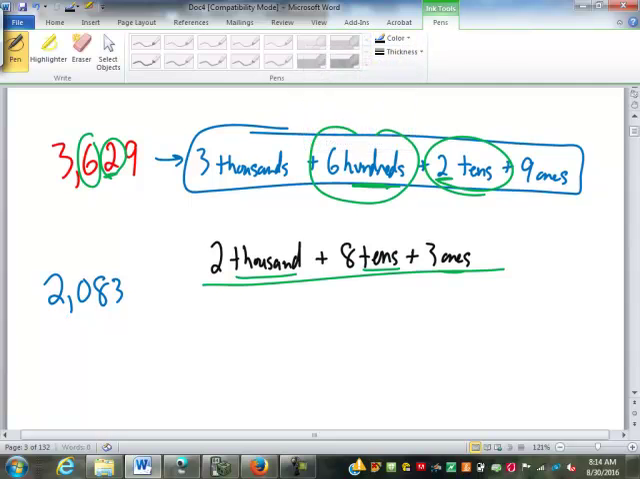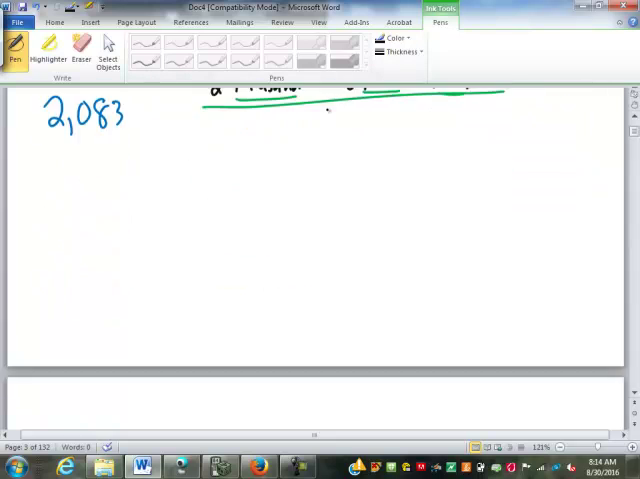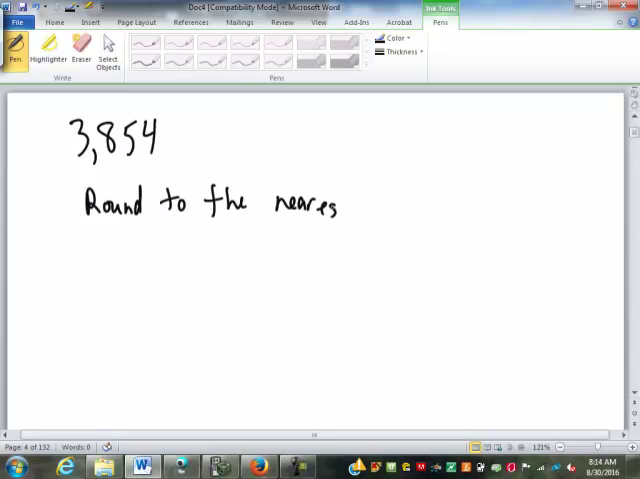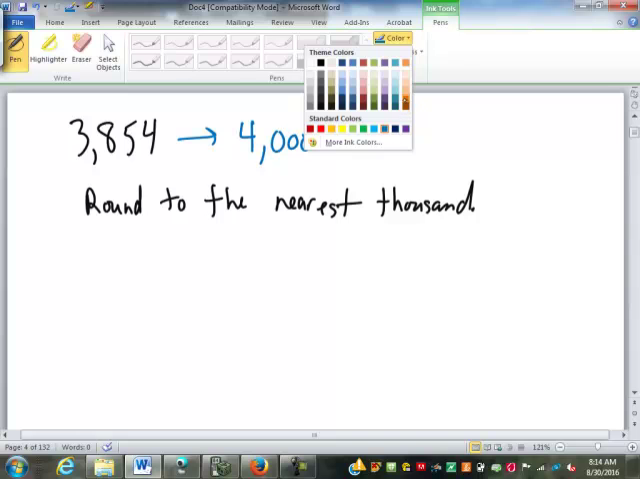The other thing that makes our place values so important is for the process of rounding. If I give you 3,854 and I ask you to round to the nearest 1,000. Well, what's that going to round to the nearest 1,000? 4,000. And you all know how to do that.